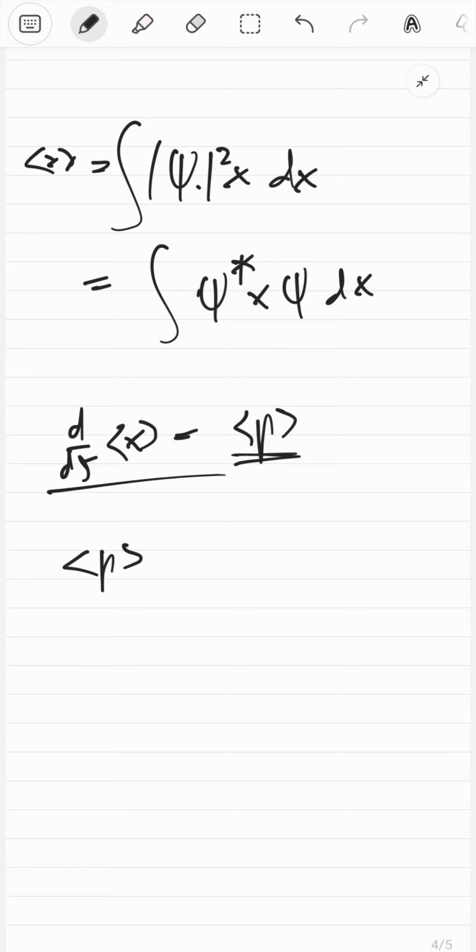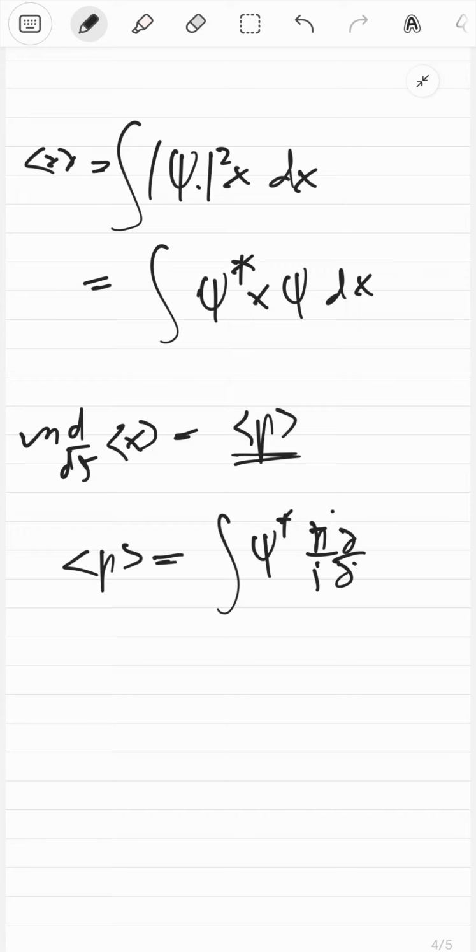Oh, by the way, this is not the correct equation. This is the correct equation, just so you know. But yeah, you get that. So that thing is just the integration of psi star, h bar upon i partial x of psi dx. So now if you recall, this thing is called something. This is the momentum operator.